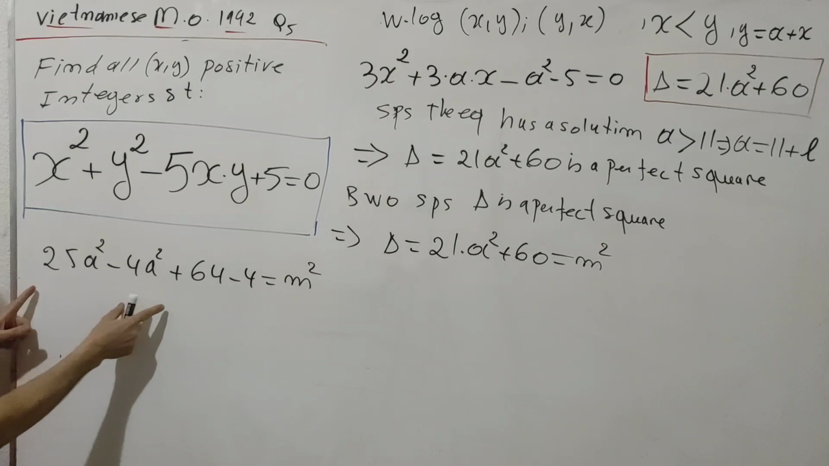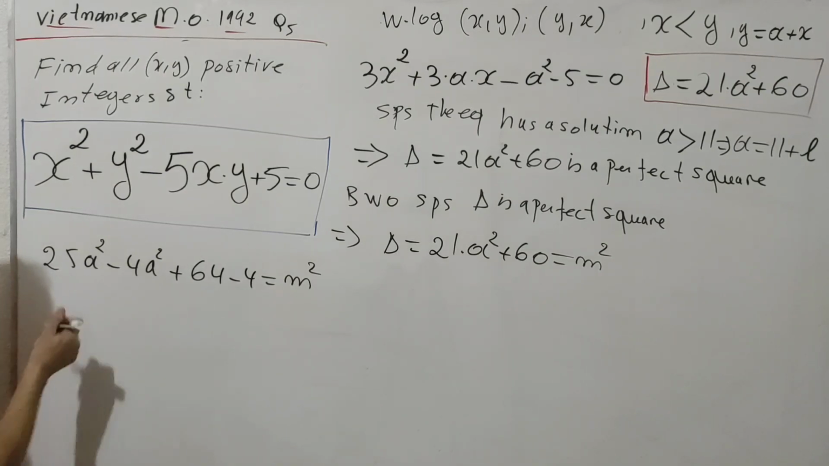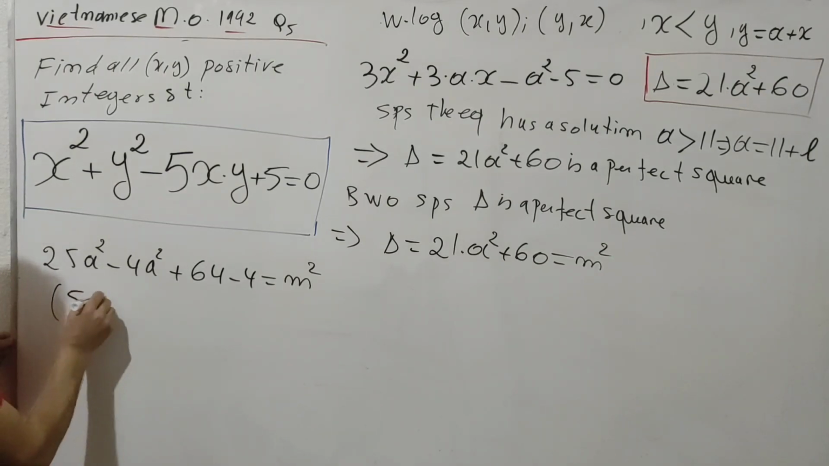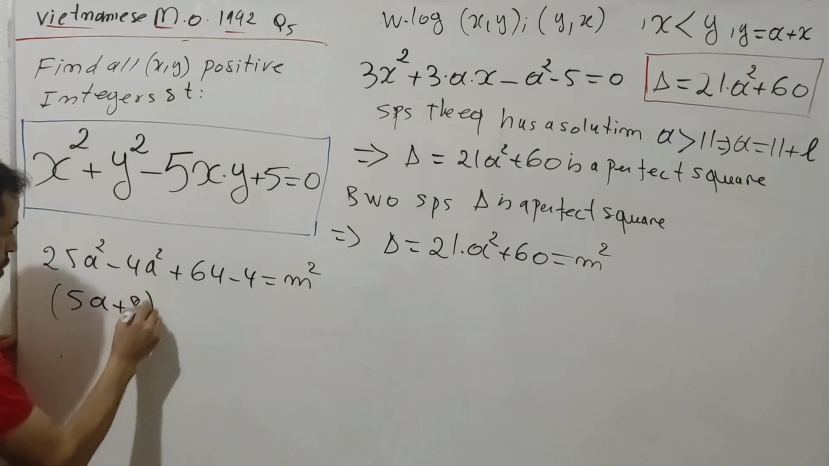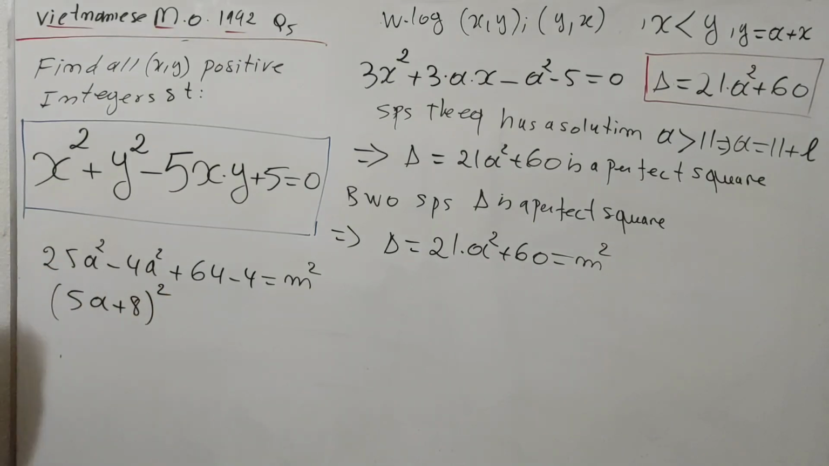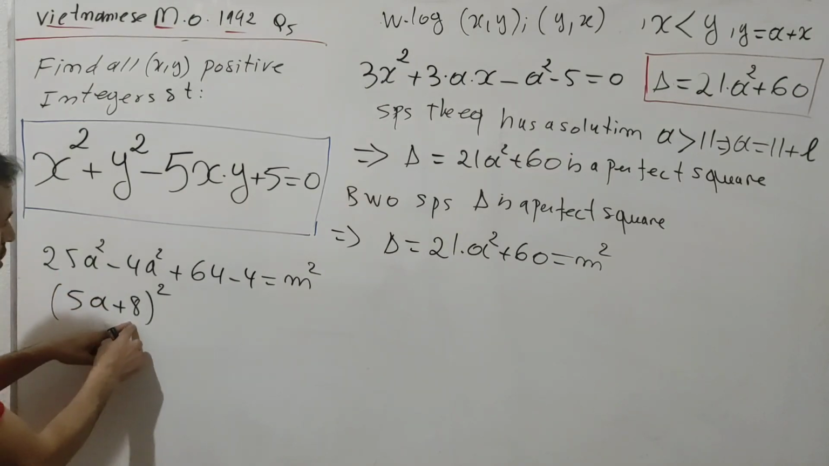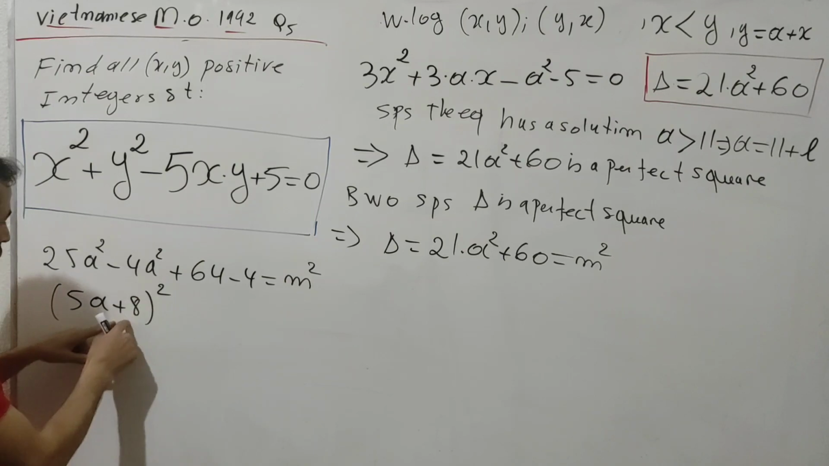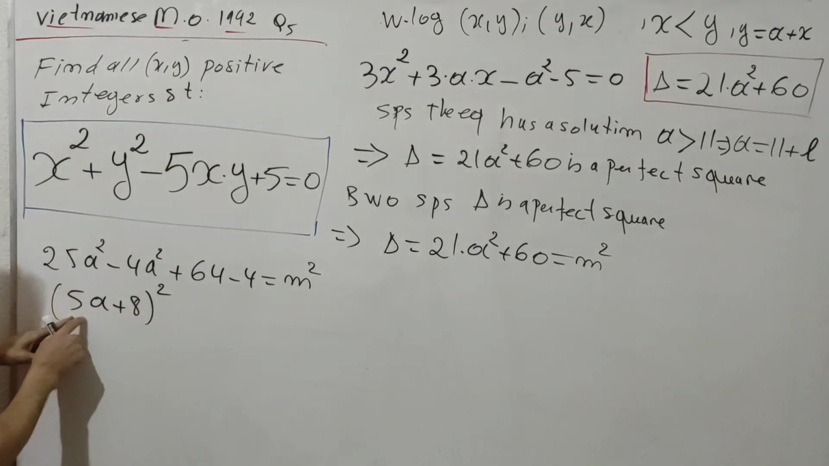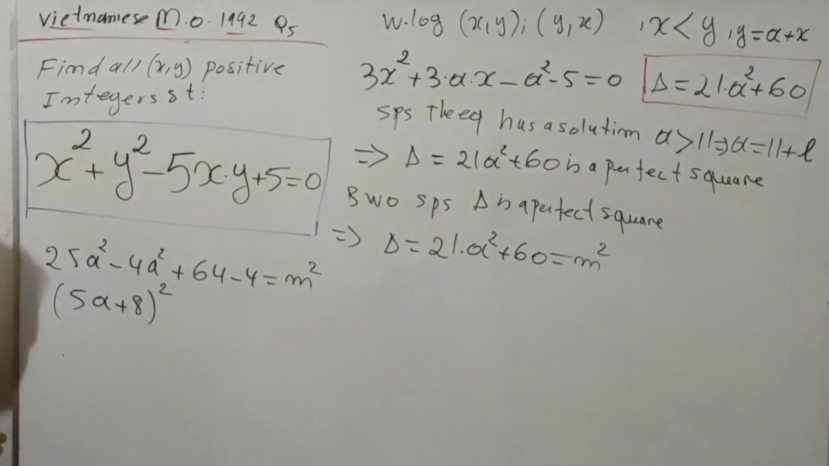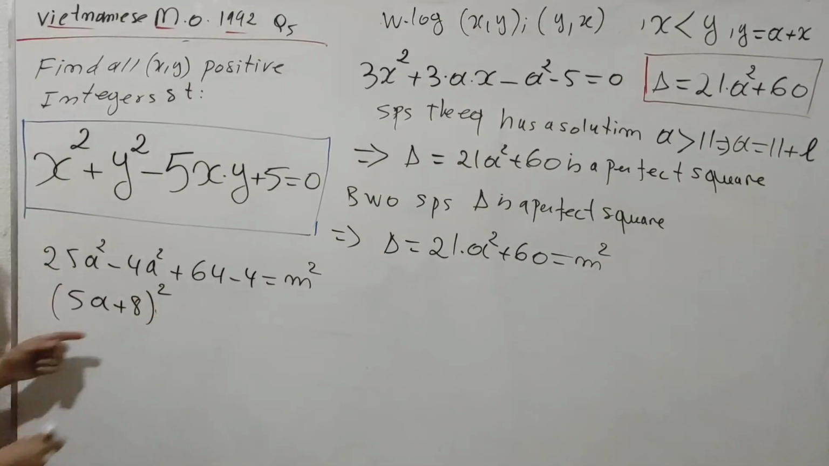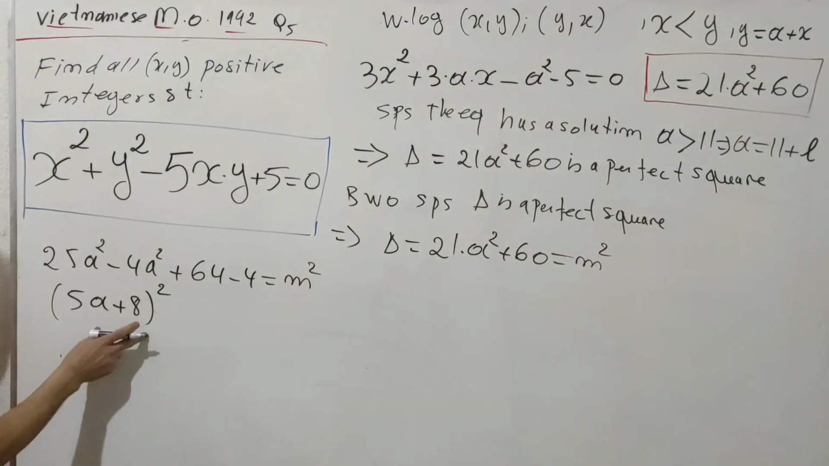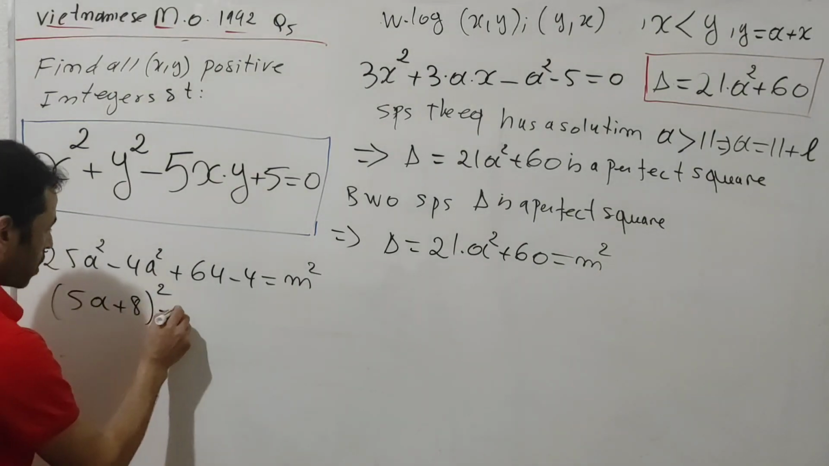Now I'm going to create a perfect square here. So this one is giving us (5a plus 8) squared. If I distribute, this one is giving us 25a squared, the last term is giving us 64, and the middle one is giving us 2 multiplied by 8 multiplied by 5a, which is 80a. But we don't have 80a here, so I'm going to subtract 80a.